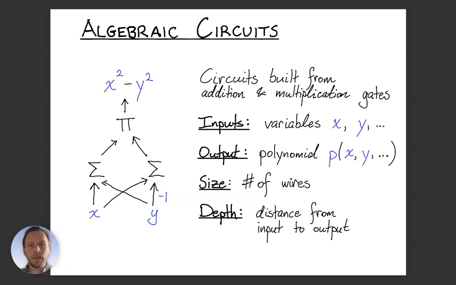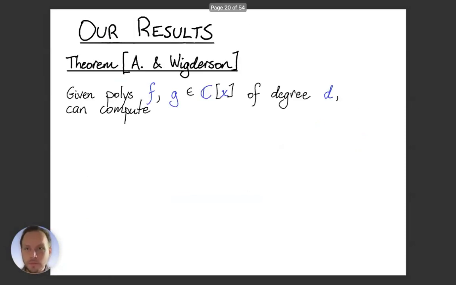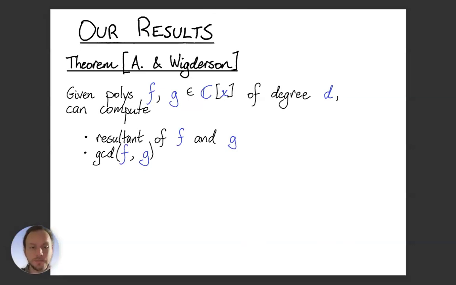Okay, so now that it's clear what model of computation we're using, let me tell you about our results. So I'm going to state our results for polynomials with complex coefficients, but our results hold equally well over any field of characteristic 0 or of sufficiently large characteristic. So given two polynomials f and g of degree d, here's what we can do. We can compute their resultant, which is this structured determinant that tests coprimality we saw a few slides ago. We can also compute their GCD.